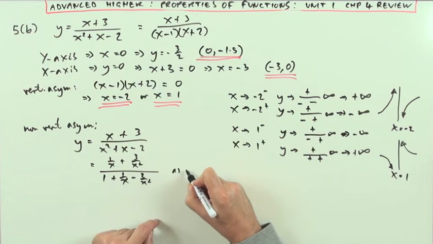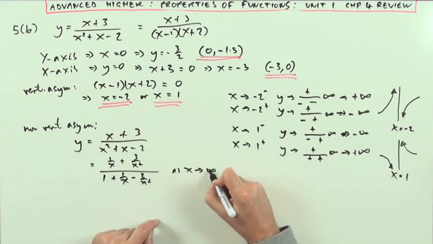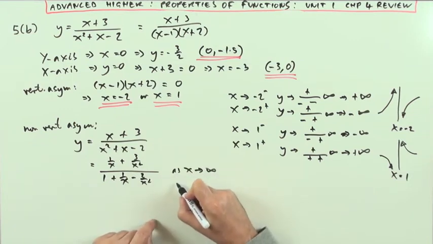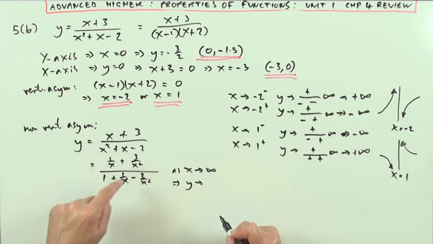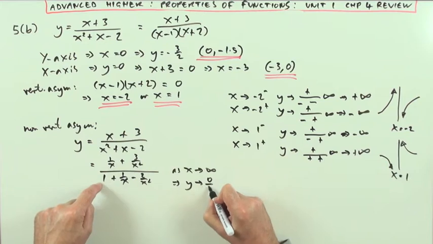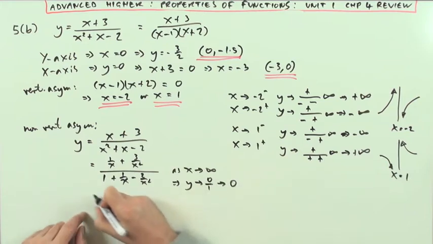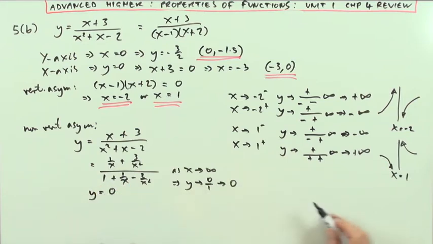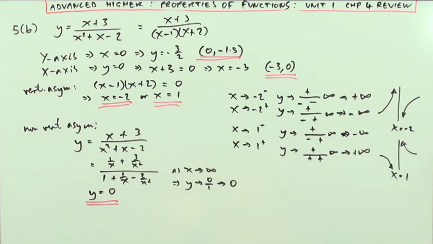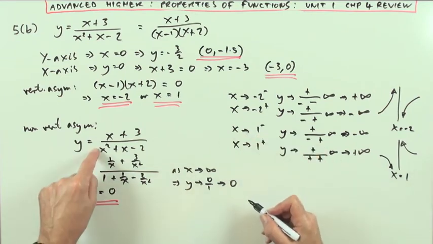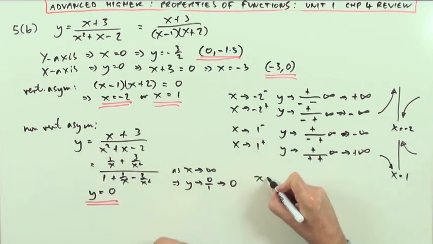And then, as x tends to infinity, y is going to tend to, well, that becomes 0, that becomes 0, it'll become 0 over 1, so y tends to 0. So I've got y equals 0, in other words, the x-axis, as a horizontal asymptote. But what happens at that asymptote? Well, that means I'll have to go back and consider signs, so I'll just have to consider it separately.